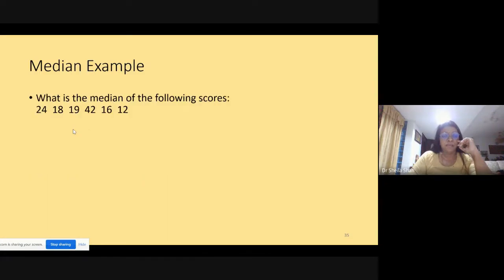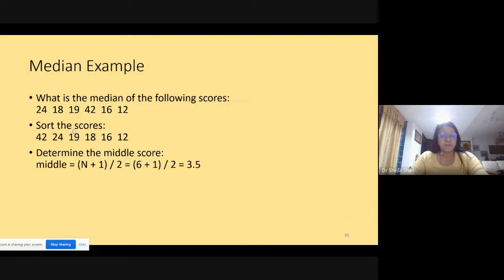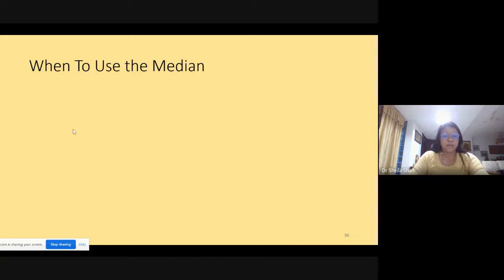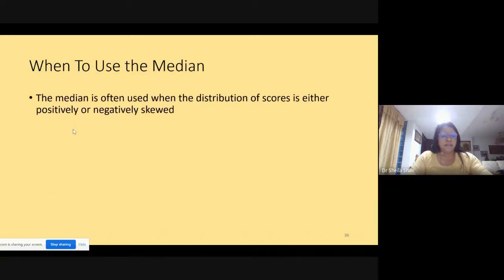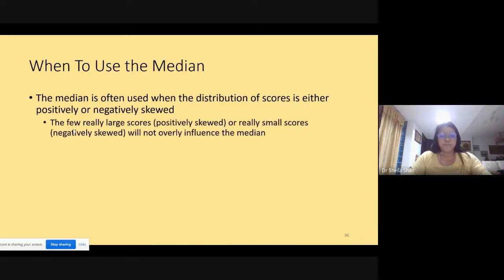Okay, so median: you have all these scores, sort out the scores, so you determine the middle number. Here you can look at this on your own, when to use the median.